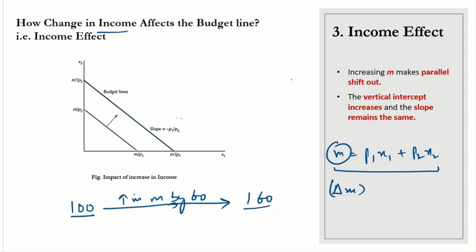Now it's 160. Given this, initially with 100 rupees he could have bought some amount of X1 and X2 bundle, and similarly now with this 160 he can purchase some amount of X1 and X2. And how much change is going to be there, right? How our budget line is going to change, we are interested to look into that.